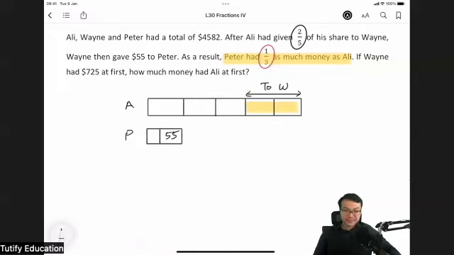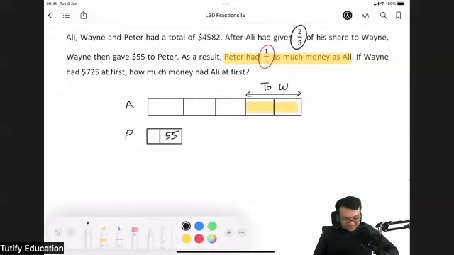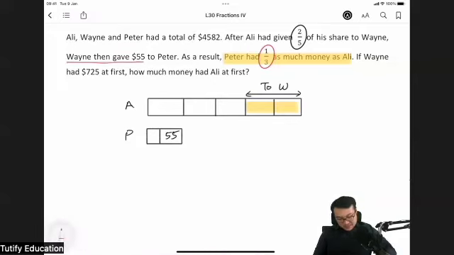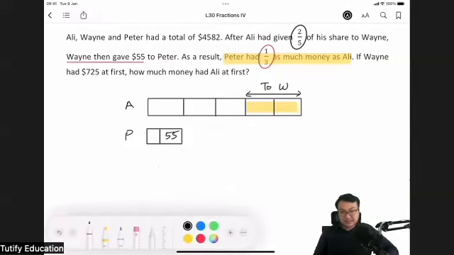Who did the 55 come from? Wayne gave Peter. Yes, because Wayne gave Peter. So after Wayne gave to Peter, then Peter has 1 unit, right? If Wayne did not give the $55, I think Peter is going to be very poor. Then he has very little money, right? Okay. So this is 1 unit for Peter.